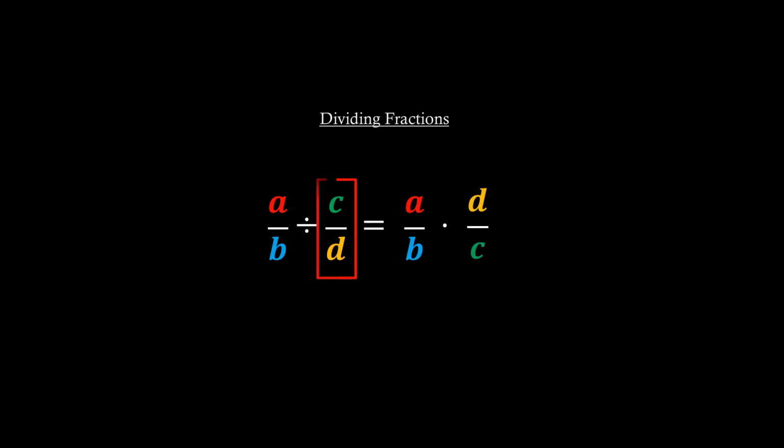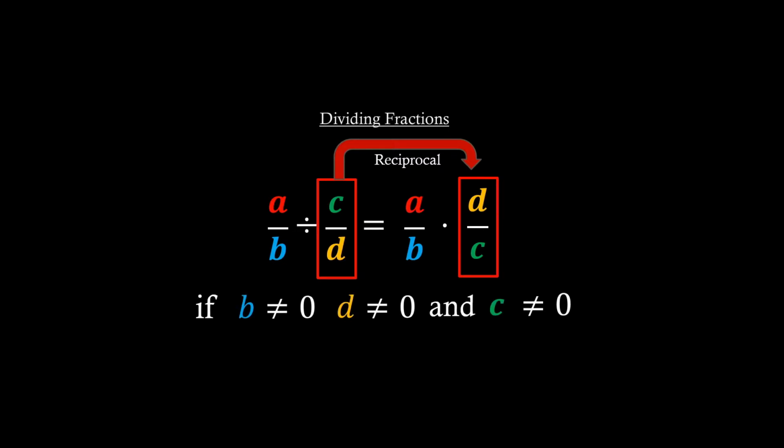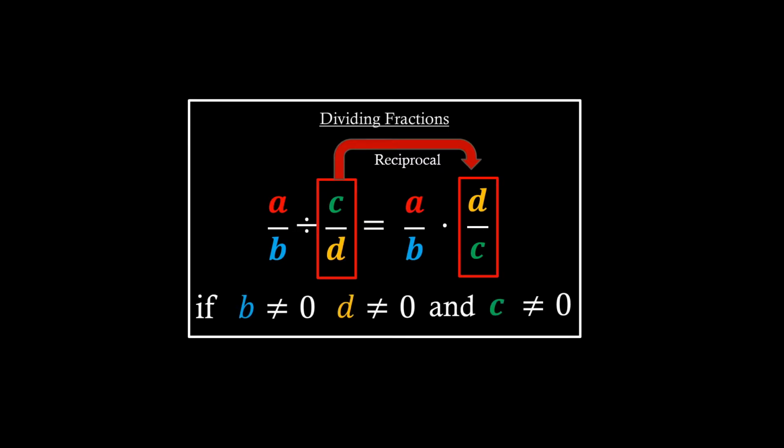Let's say you have a fraction, a over b, and you want to divide it by c over d. Well, that's equivalent to a over b times d over c. Notice how we took the reciprocal of c over d to get d over c. Now, this definition of dividing fractions only applies when b, d, and c are not equal to 0. If there were 0, we would get an undefined value.